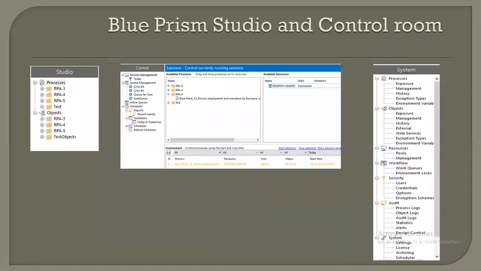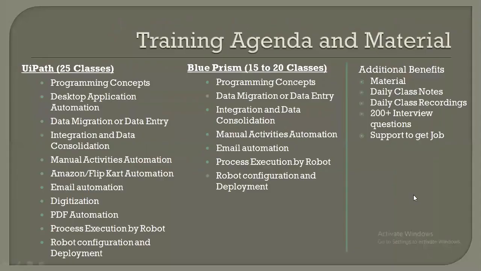I also kept a couple of screenshots here for Blue Prism. One is Studio, where you can see two parts: Process Studio and Object Studio. The Control Room is basically to manage your robots and process deployments, and you can see job schedules and session management also. On the right side are admin-related things like System Manager, where you can see all your user-related things, tools, management, and license-related things.